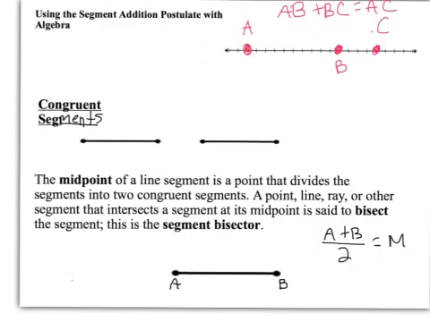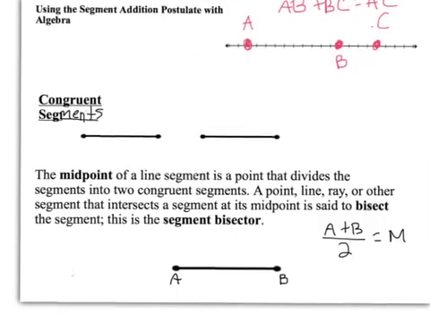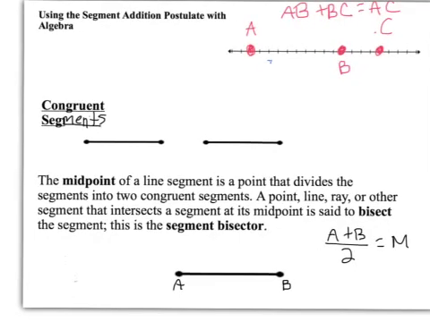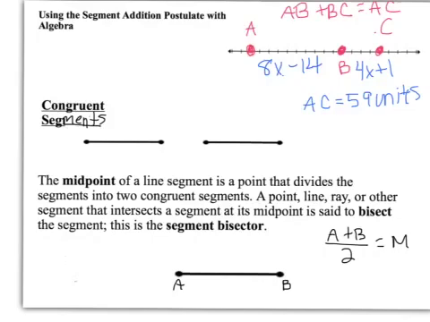So if it's stated that AB is 8x minus 14, and BC is 4x plus 1, and they tell you that the whole segment AC is 59 units long, take a second to pause the video and try to figure out a way that you could figure out the length of each segment, AB and BC.